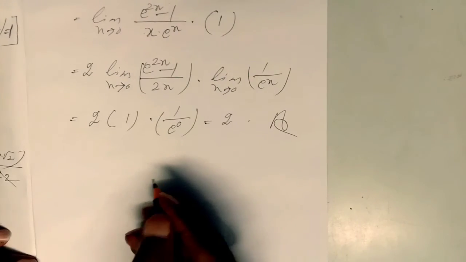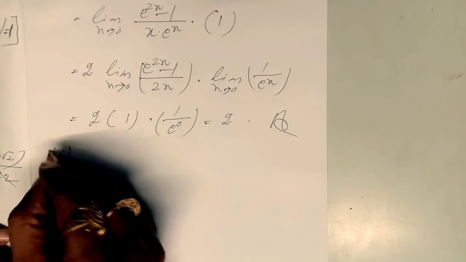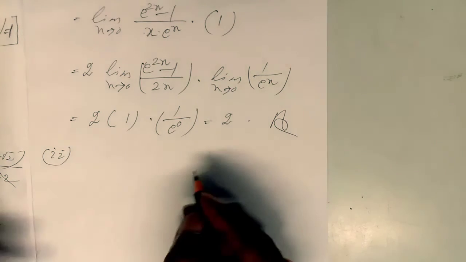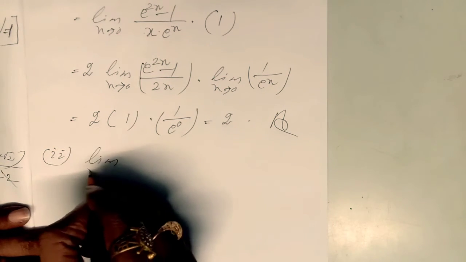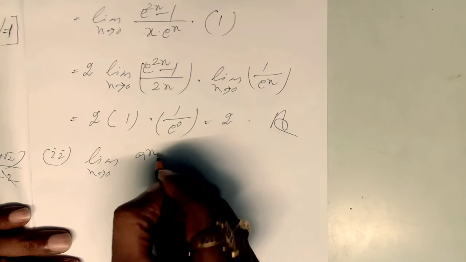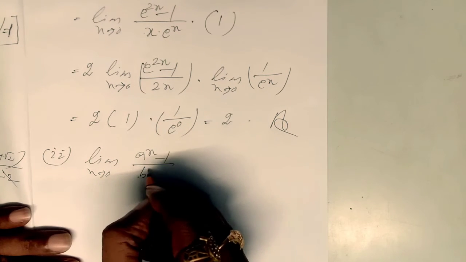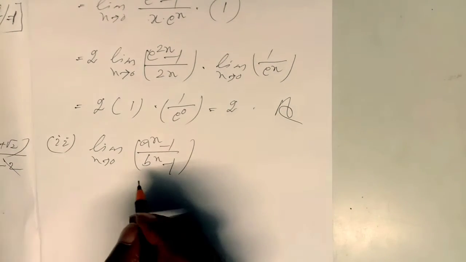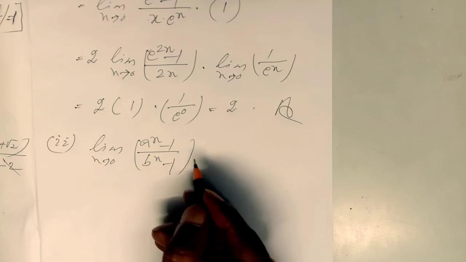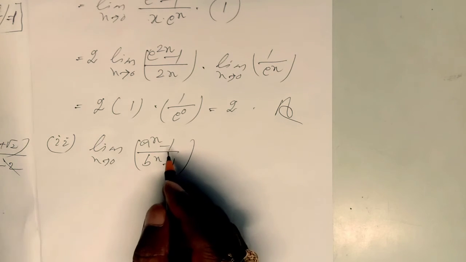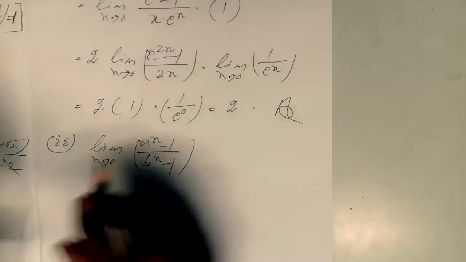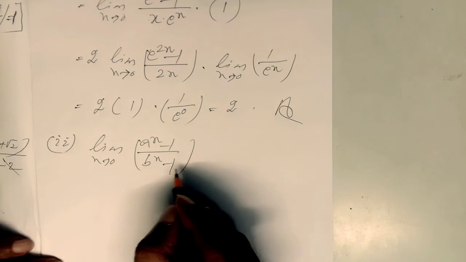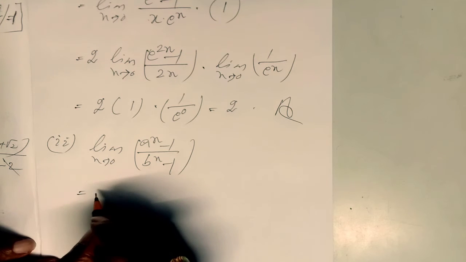Just to see the second part, I am doing it for you. What is the second part question? Just see. Limit x tend to 0, a to the power x minus 1 by b to the power x minus 1. See the question type. Limit x tend to 0, a to the power x minus 1 by b to the power x minus 1. See very carefully.